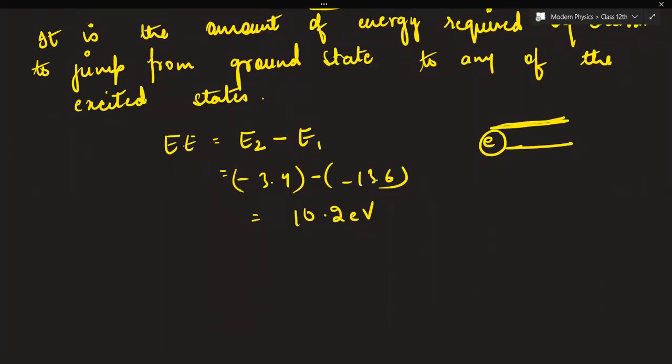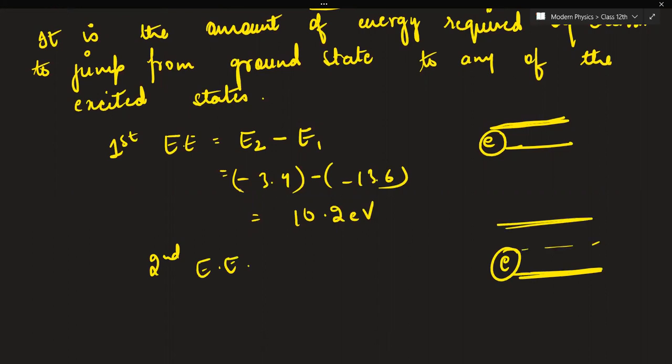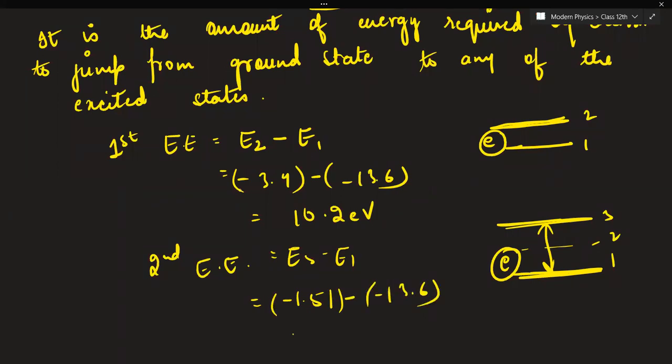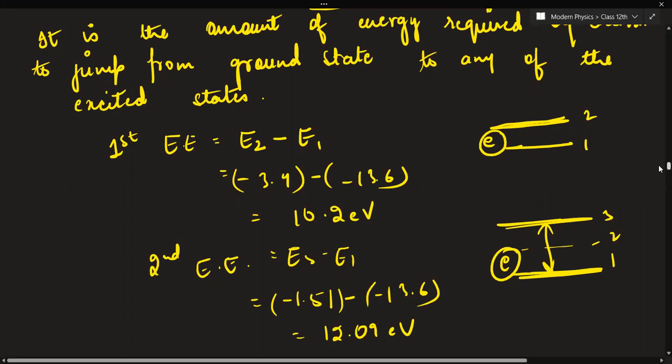Let's take some example. This is the first excitation energy. Let's talk about the second excitation energy. Let's say the electron, the ground state will remain the same. This is the second, this will be the third. From the third and first, we'll be taking the difference. So E3 minus E1. E3 was minus 1.51 minus 13.6. So that will be 12.09 electron volt. Like this, just examples.